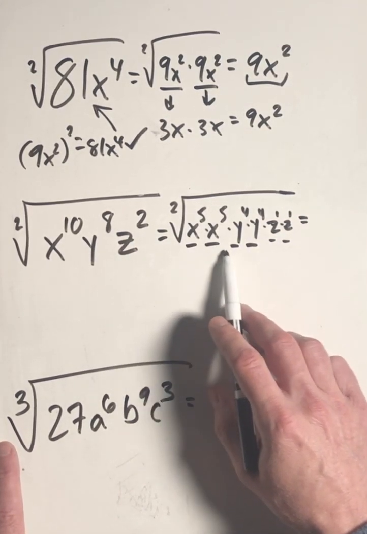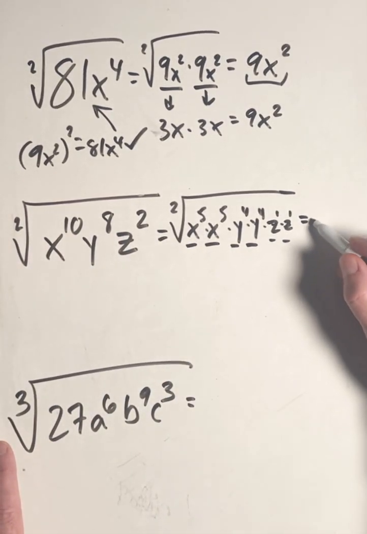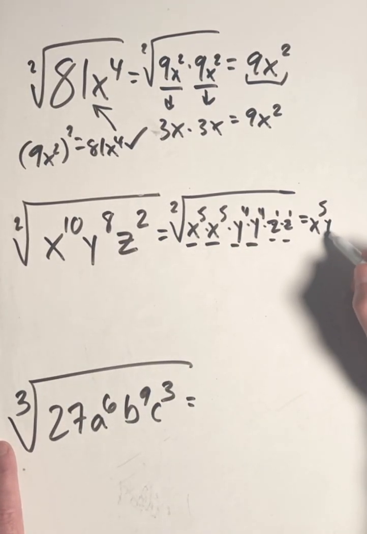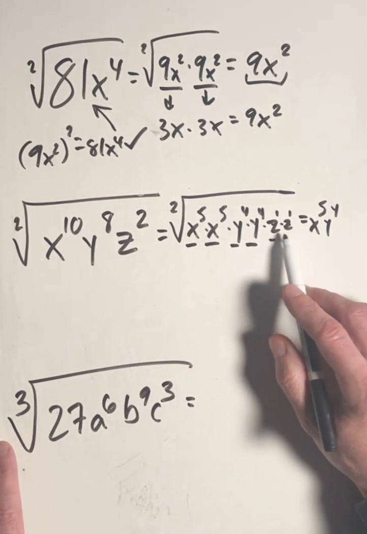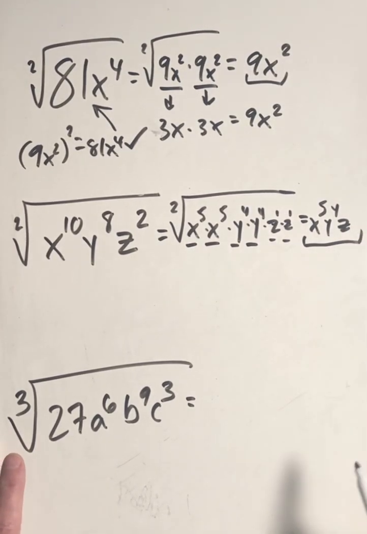So if our index is 2, we need 2 of these to take one of them out, so that's going to be an x to the 5th. We need 2 of these to take one of them out, that's going to be a y to the 4th. And we need 2 of these to take one of them out, that's going to be a z. So we have x to the 5th, y to the 4th, z.